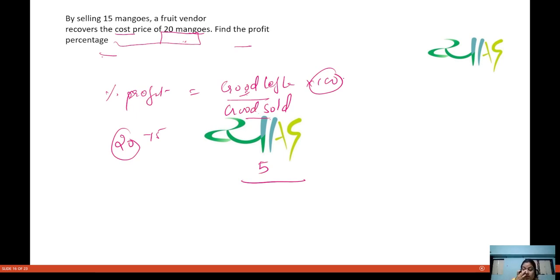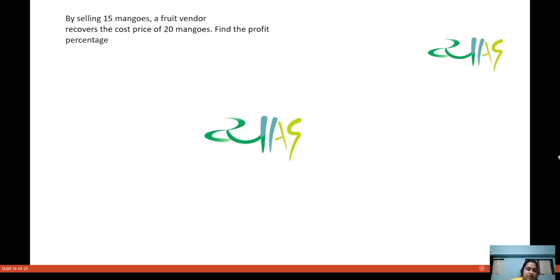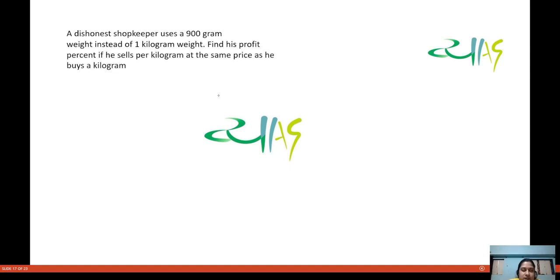And goods sold is how much? 15. So this is divided by 100. So that means he's having a profit of 33.33%. I hope this concept is clear to you. See, this class is just a warm up for profit and loss. We'll do the tougher questions. We'll do a lot of questions in this profit and loss chapter.